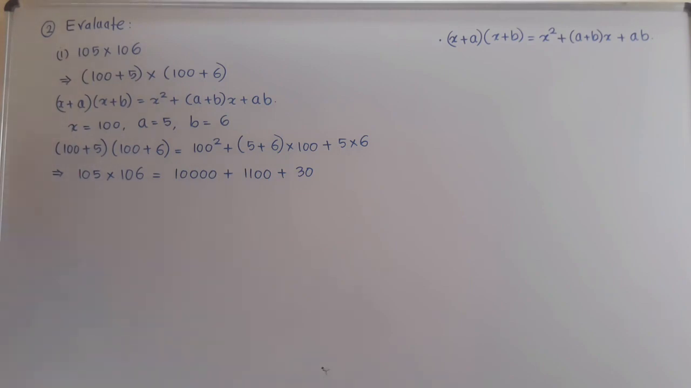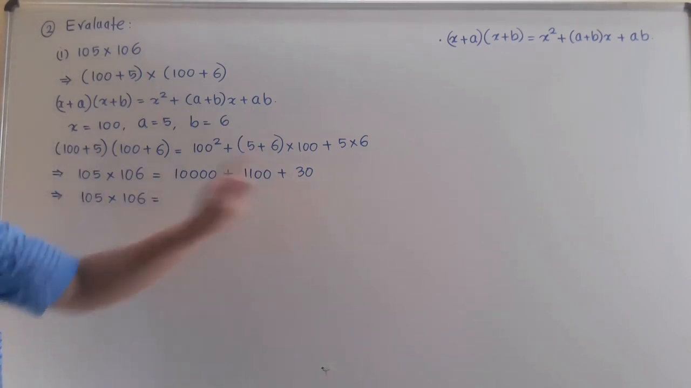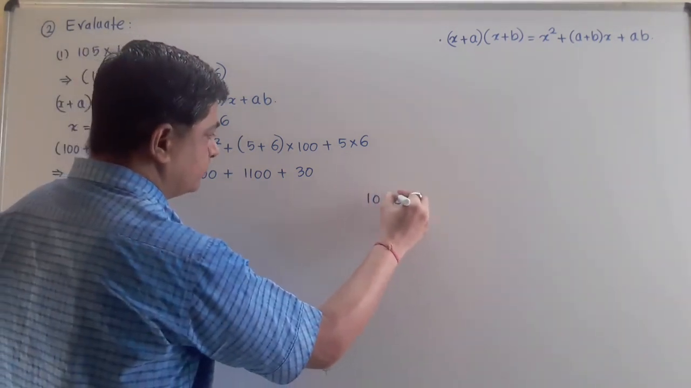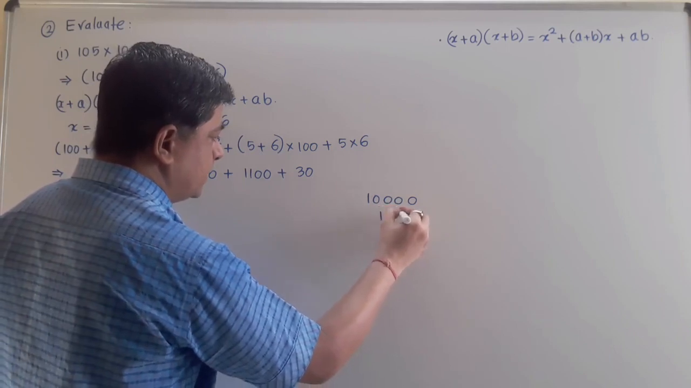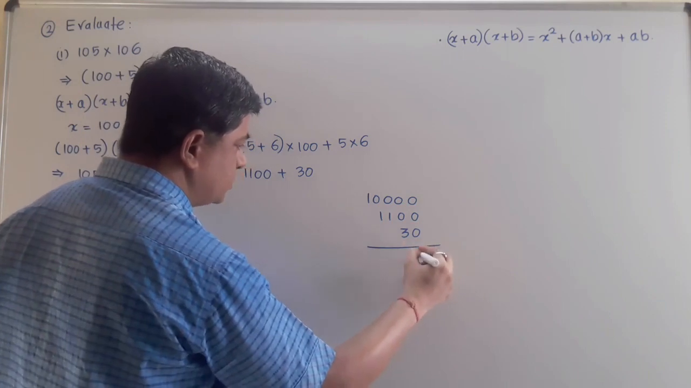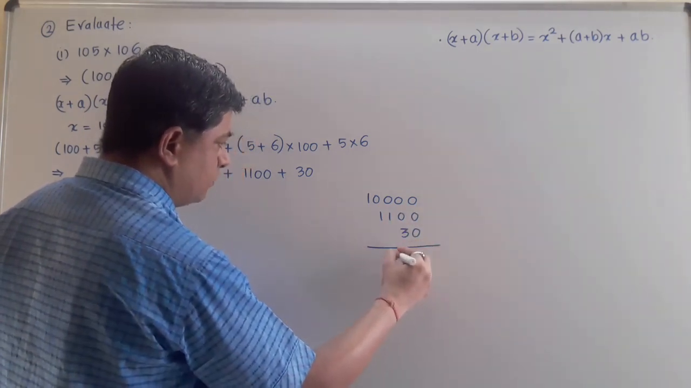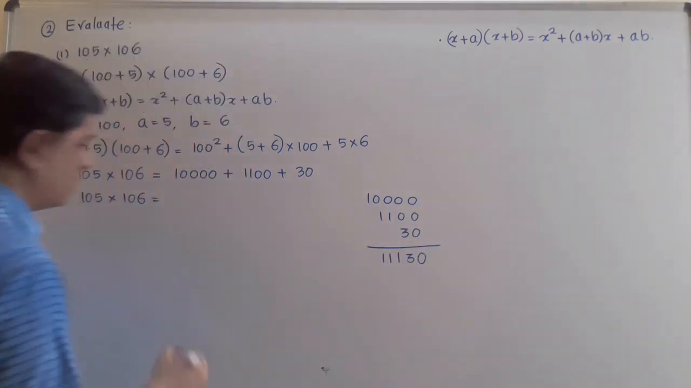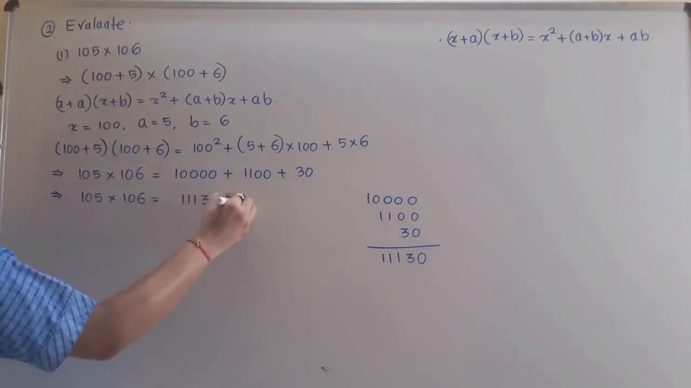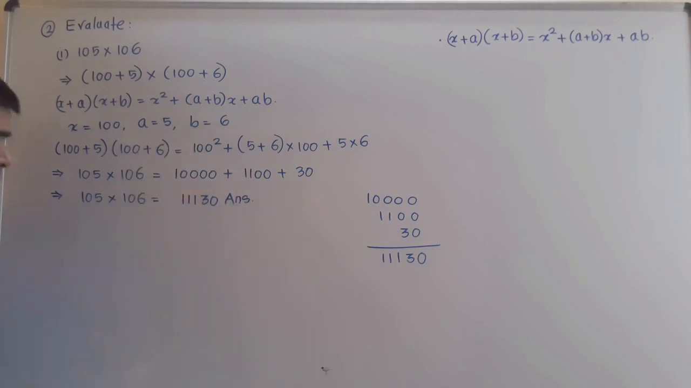Now further, on the left hand side I will copy as it is, 105 into 106. So here these three terms I have to add. Suppose I have here 10,000, then 1100, and then at the last 30. Adding them, this will be 0, then 3, then 1, 1, 1. So I think we shall get the answer here, 11130. This is the answer of the given question.